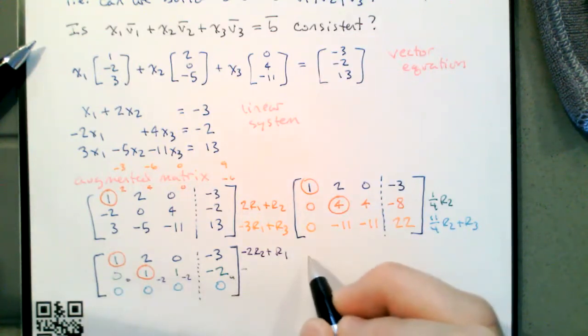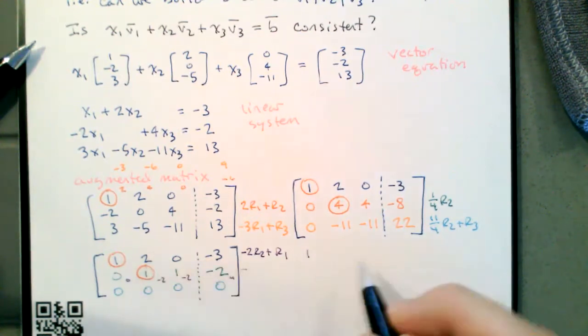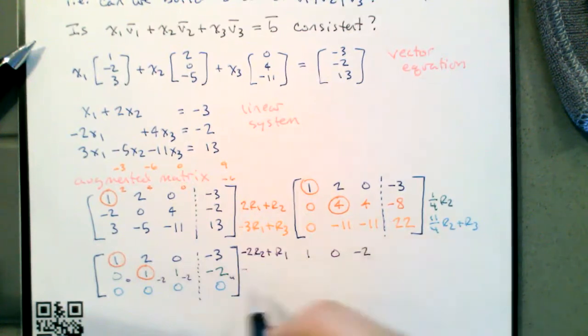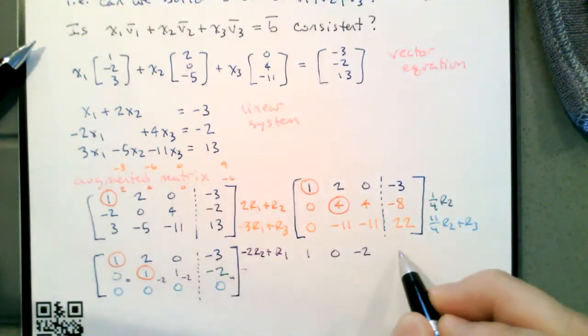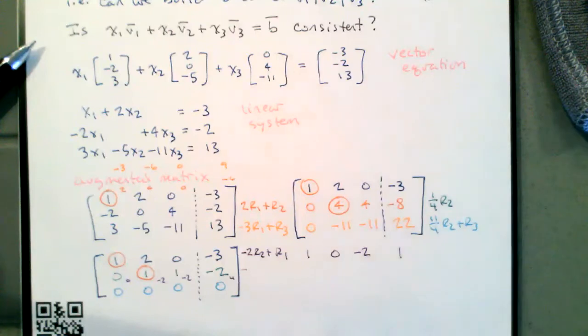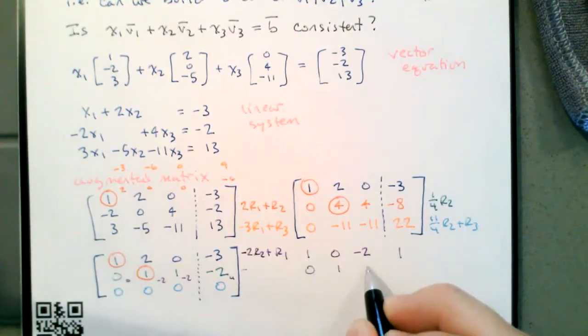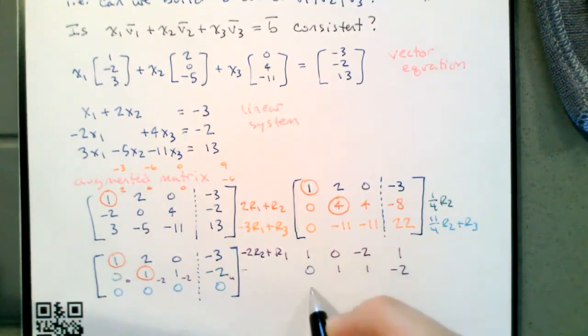I'll add that to row 1, and that'll become 0 and 1 is 1. -2 and 2 is 0. -2 and 0 is -2. And then 4 minus 3 is 1. There's my new row 1. Row 2 can stay the way it is. And row 3 can stay the way it is.